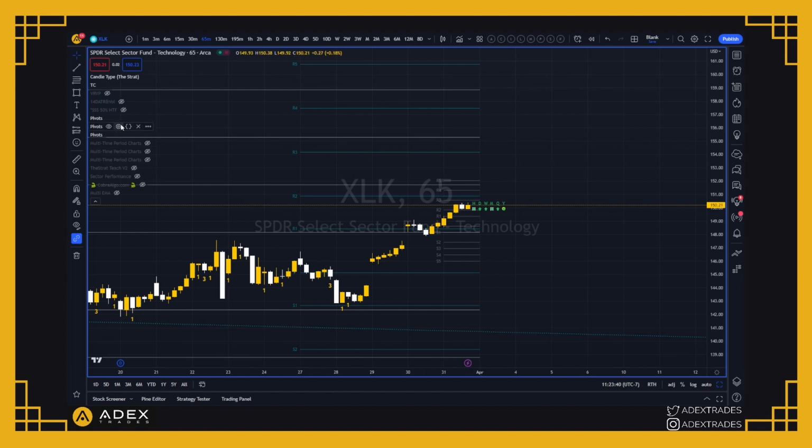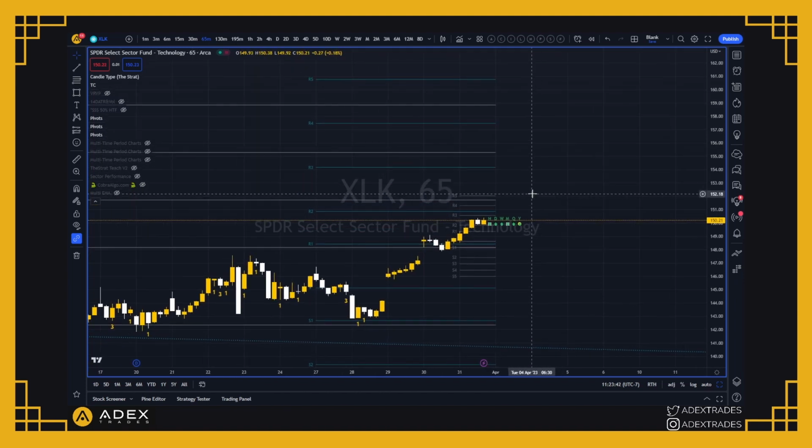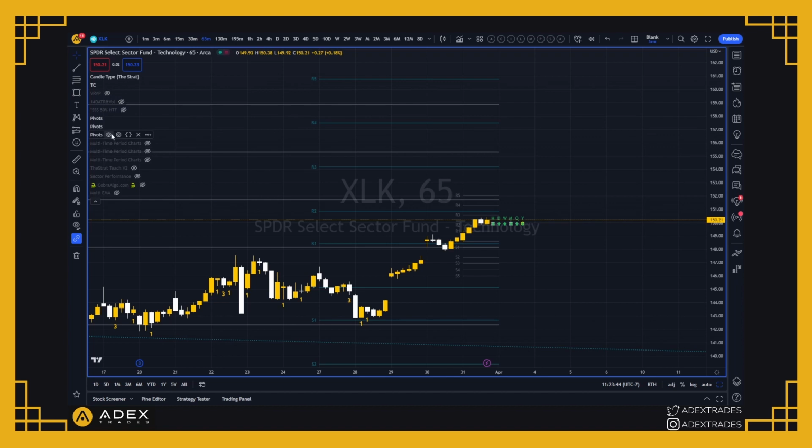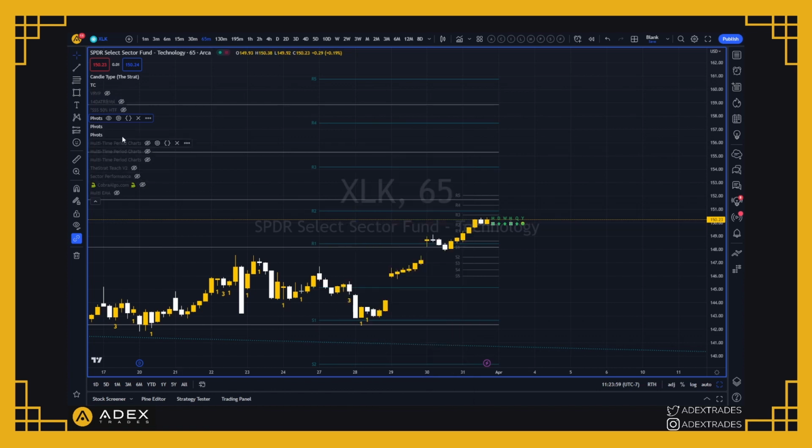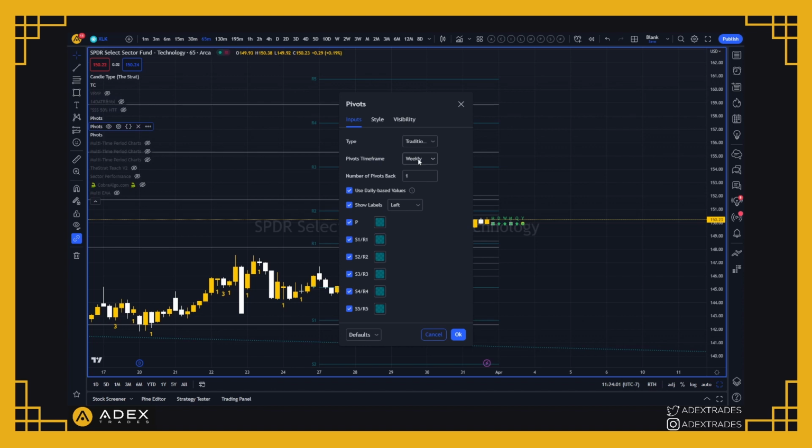Okay, so if you look at my screen, I have 3 sets of pivot points in. I click it 3 times, and they all have one setting that is different. The thing that you change is the input, and it's the pivot's time frame. So the first one would be daily, the second one would be weekly, and the third one would be monthly. And then I also changed the colors for each of the time frames.